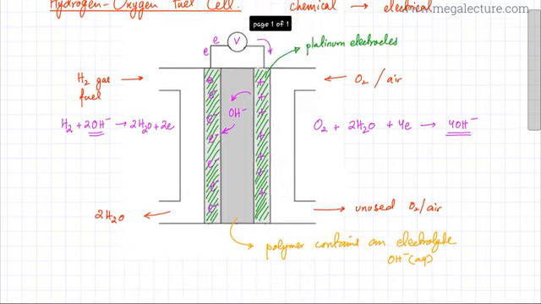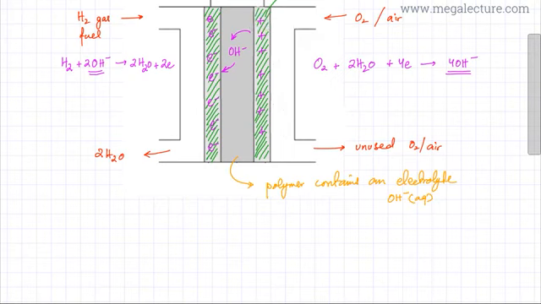I will also try to write an overall equation for this hydrogen oxygen fuel cell. For that, I have two reactions happening, one at the right hand electrode and the other at the left hand electrode, and I'm going to add the two reactions. So first I'm going to write both reactions on top of each other. On the right hand side there's O2 plus 2H2O plus 4 electrons, producing 4 OH minus 1. And on my left hand electrode, the reaction is H2 plus 2 OH minus 1 producing 2 H2O plus 2 electrons.